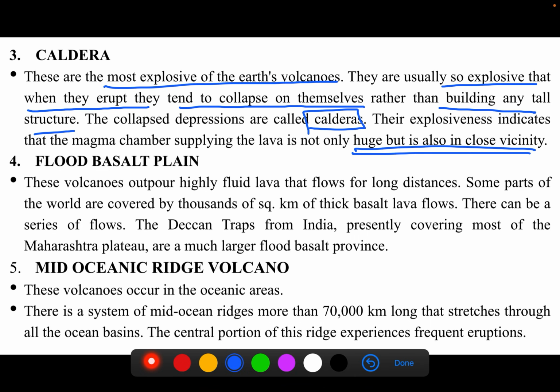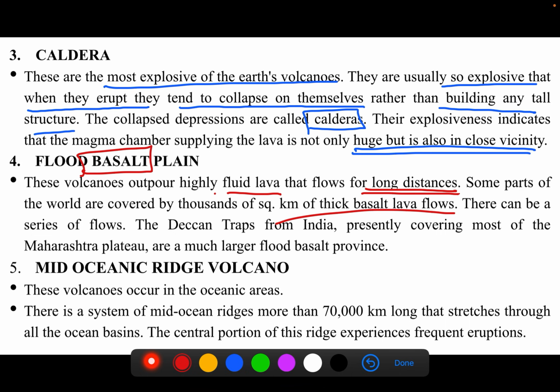Let's study flood basalt plain. We have seen the characteristic of basalt, right? That it is highly fluid and it goes to a large distance. So these volcanoes outpour highly fluid lava that flows for long distances. Some parts of the world are covered by thousands of square kilometers of thick basalt lava flows.